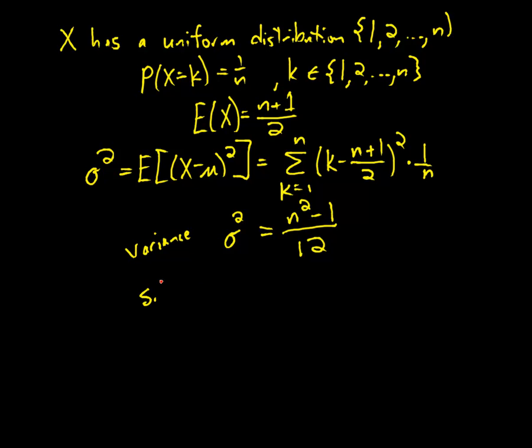For the standard deviation, then I take the square root of the top and the bottom. So I'll just write that as the square root of the fraction (n squared minus 1) over 12.